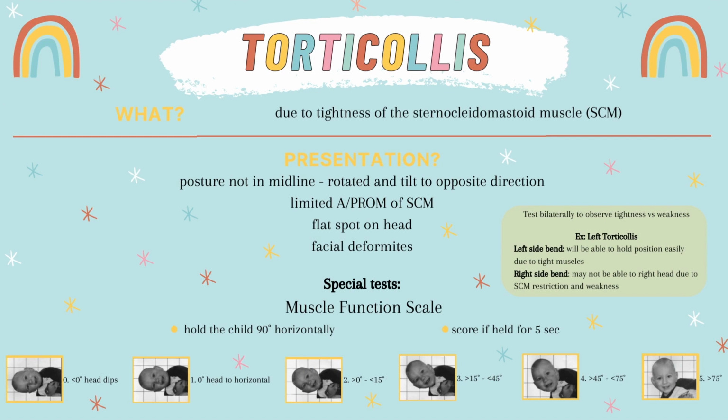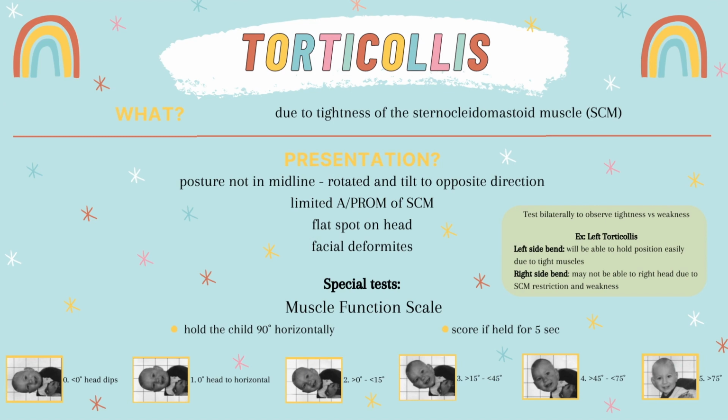For example, you would score a 0 if their head is less than 0 and it cannot even get past the horizontal. So this child might have a right tight SCM, and therefore they can't even get their head to neutral against gravity. A 1 means that they can get their head to the horizontal. Score them a 2 if they're between 0 and 15 degrees, 3 if it's 15 to 45 degrees, 4 if 45 to 75 degrees, and then you would score 5 if they can get greater than 75 degrees.